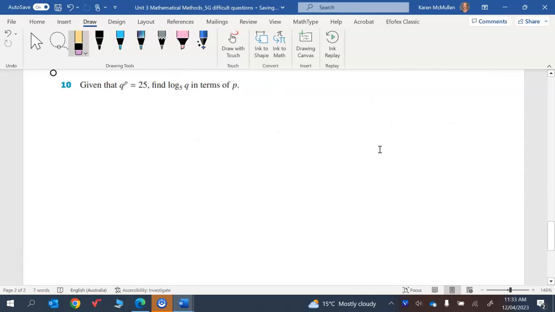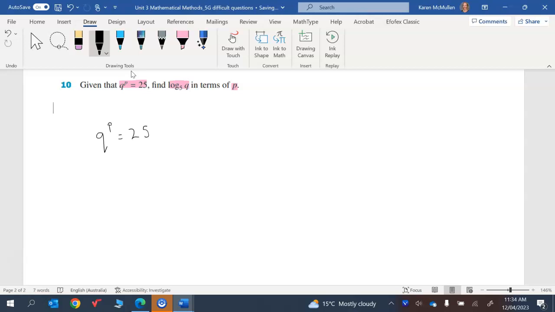Where are my notes for question 10? All right, I think I had a bit of working out here. Let me just find where I went, because sometimes I approach questions several ways until I'm like, oh no, this is the way it's done. Okay, so q to the power of p is equal to 25. Find log base 5 of q in terms of p. All right, so q^p, make sure your q looks like a q, not like a 9, is equal to 25.